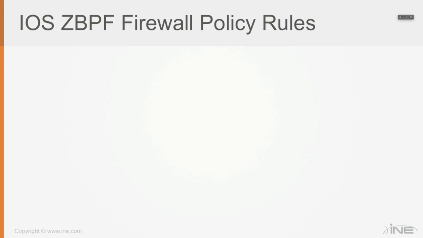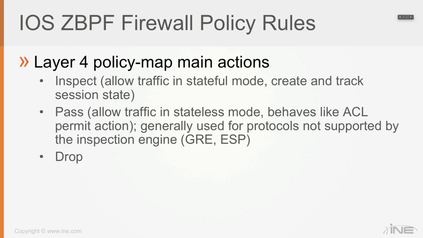Now, what are the layer 4 policy map actions? We have the inspect action, which is what you're going to use in general. Which means the router is going to allow traffic, but in stateful mode. So it's going to create, track, and delete the session state. So it's going to keep an entry in the state table. Traffic flowing to the router matching an inspect action is going to create an entry in the firewall state table. So the router keeps track of the session state to allow traffic back and forth.